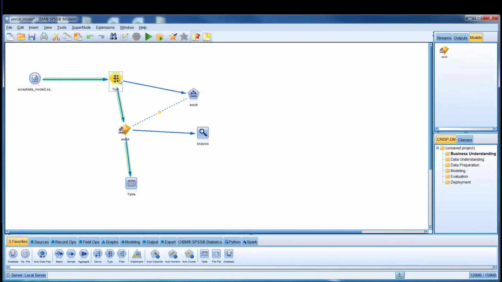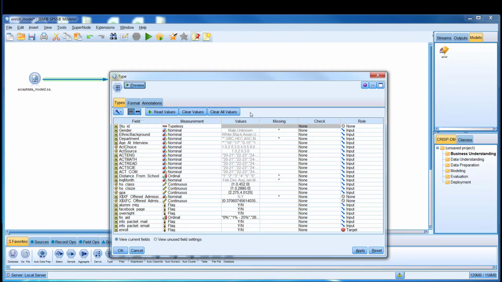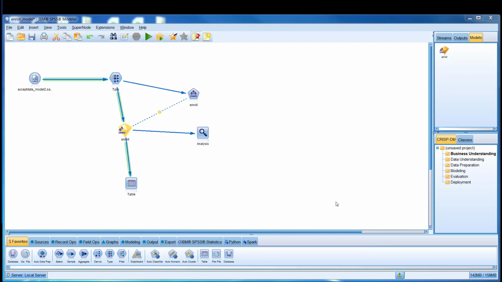Now we'll click on the Type node. The Type node allows us to determine the role of each column. So which columns will be input and what will be the target. The target being what you're trying to predict. And in our case, we're trying to predict enrollment. The model type that we're using in this example is called a CHAID node. And this is often most utilized when the outcomes are a yes or a no answer. We're going to review some of the results of the CHAID model by clicking on this gold nugget, which is supposed to symbolize valuable data.